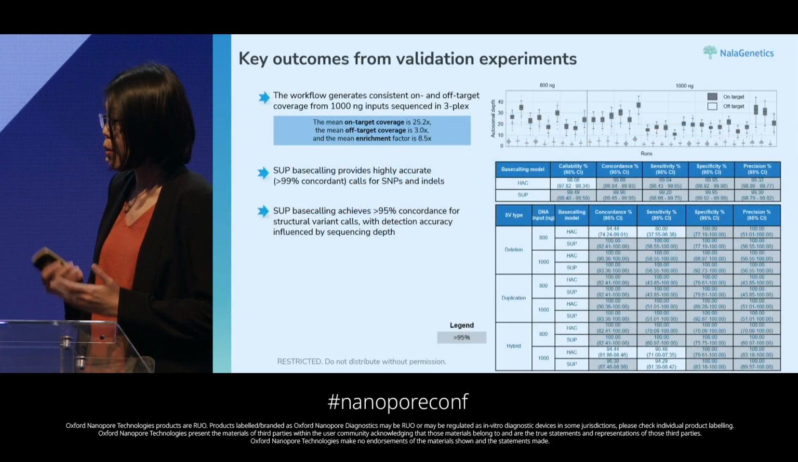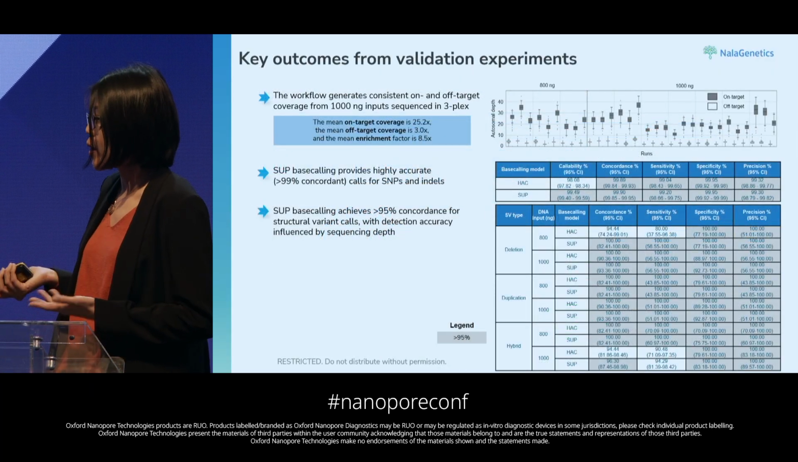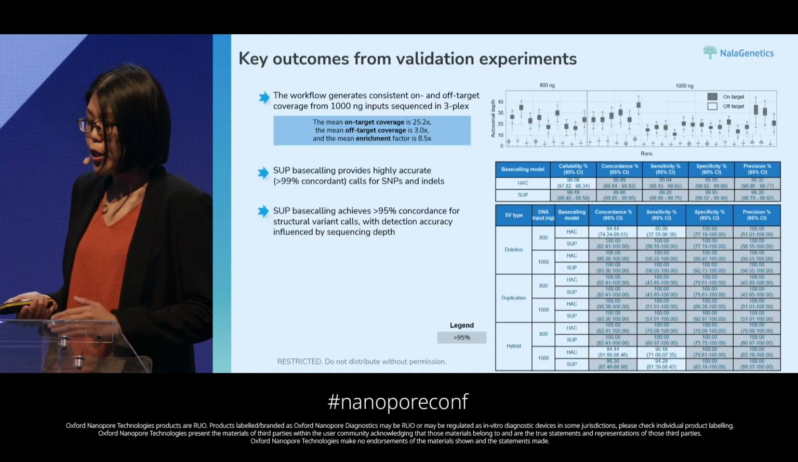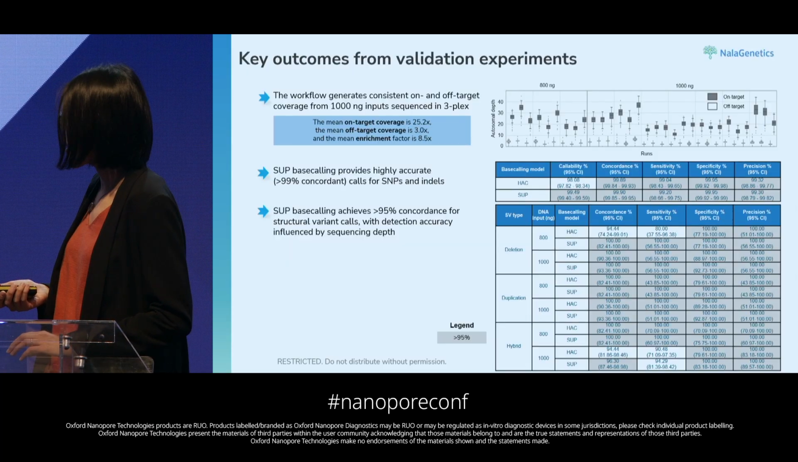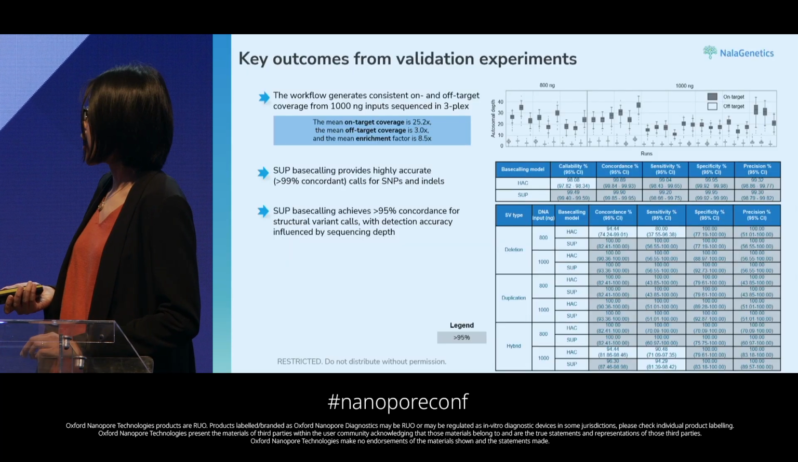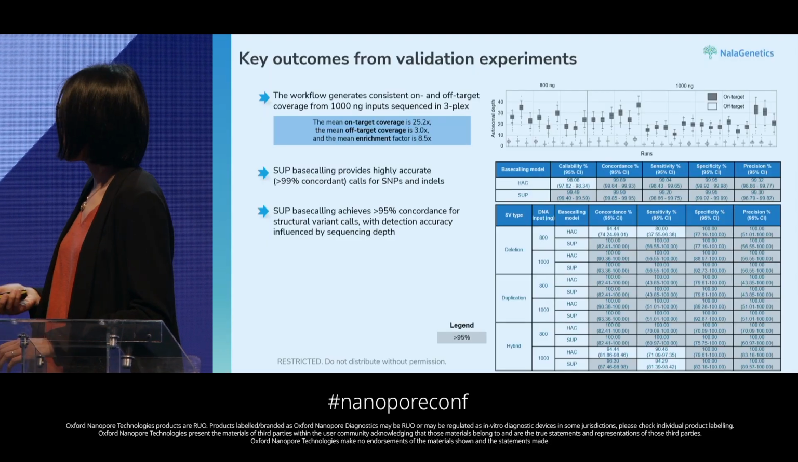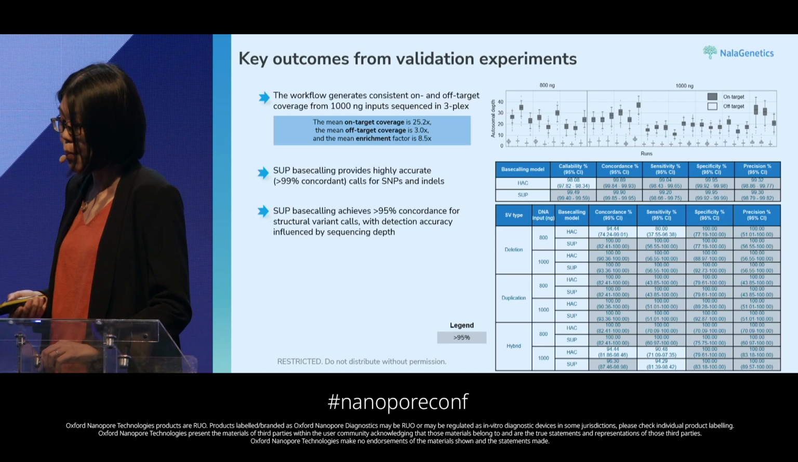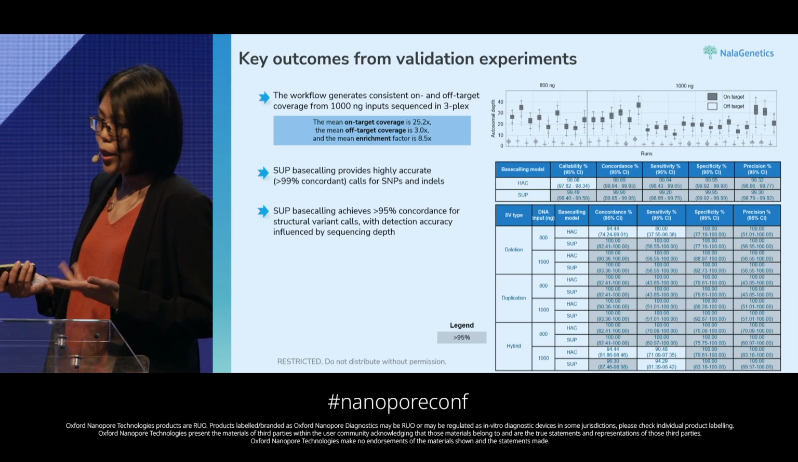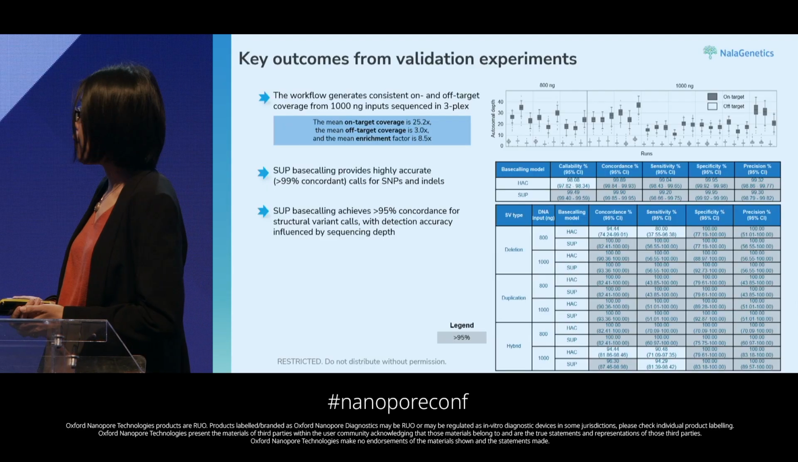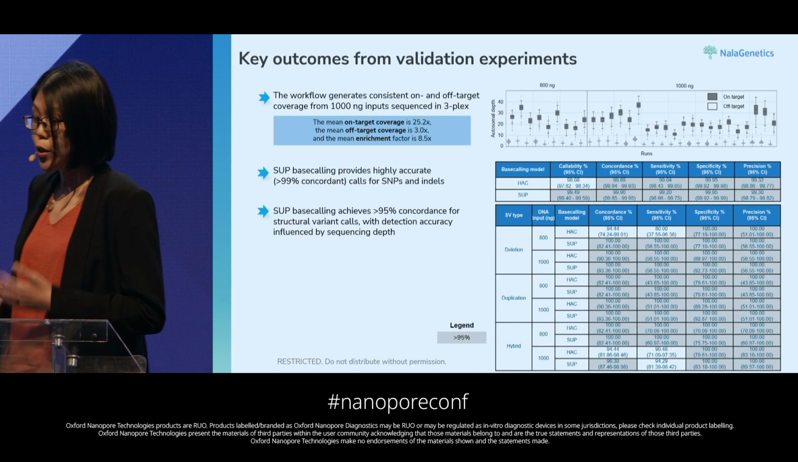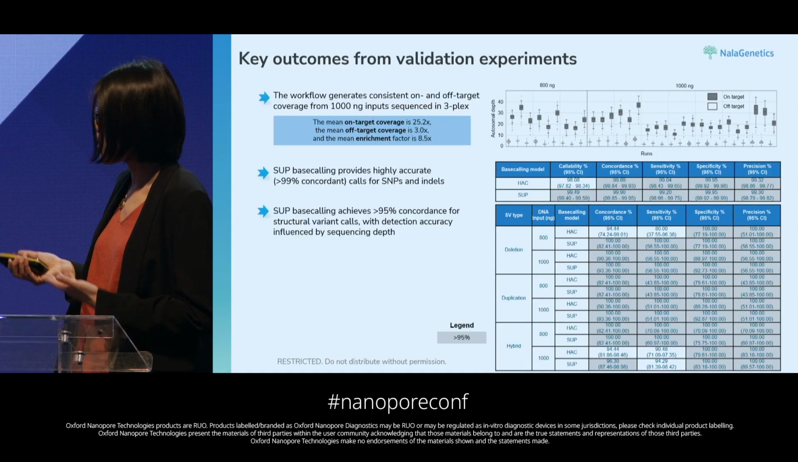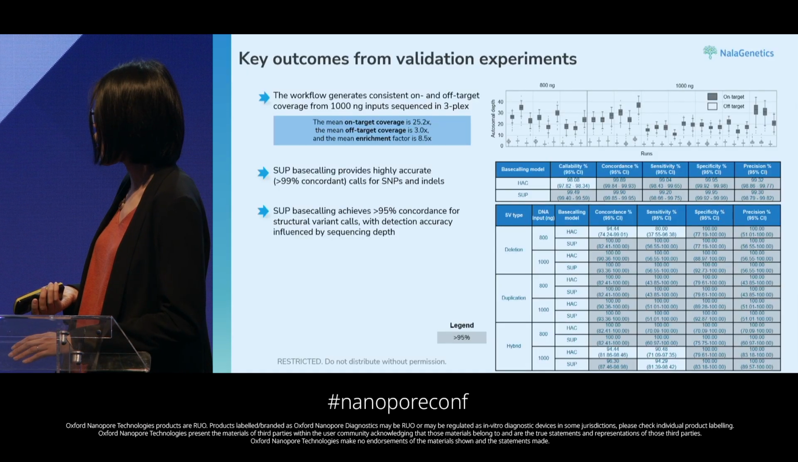And some of the key outcomes from these experiments are that across the 10 runs that we ran, we achieve a mean on-target coverage of 25.2x and a mean off-target coverage of 3x, which means an enrichment factor of about 8.5 times. And we tested both SUP and HAC-based calling and found that, as can be expected, SUP-based calling provided very accurate calls for small nucleotide variations and also achieved high concordance above 95% for structural variation calls.